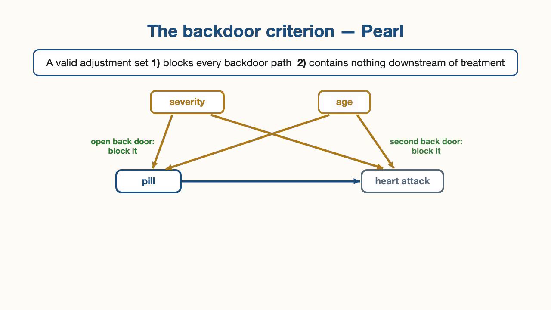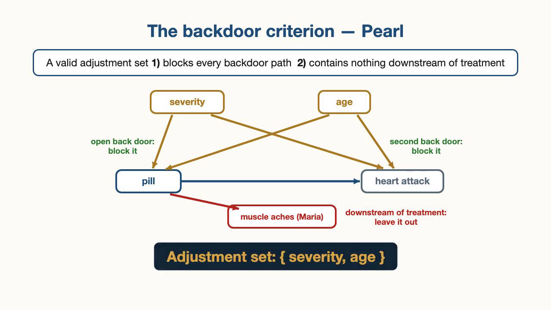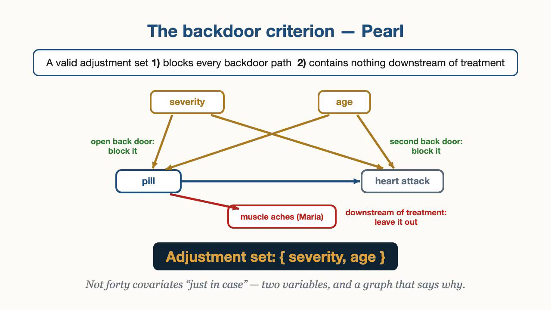Severity points at pill and at heart attack. Open back door, block it. Age points at both too. Second back door, block it. And the pill causes muscle aches. Remember Maria. Aches sit downstream of treatment and lead nowhere near the outcome. Rule 2 says, leave them out. The adjustment set is severity and age. Not 40 covariates, just in case. 2 variables and a graph that says why.